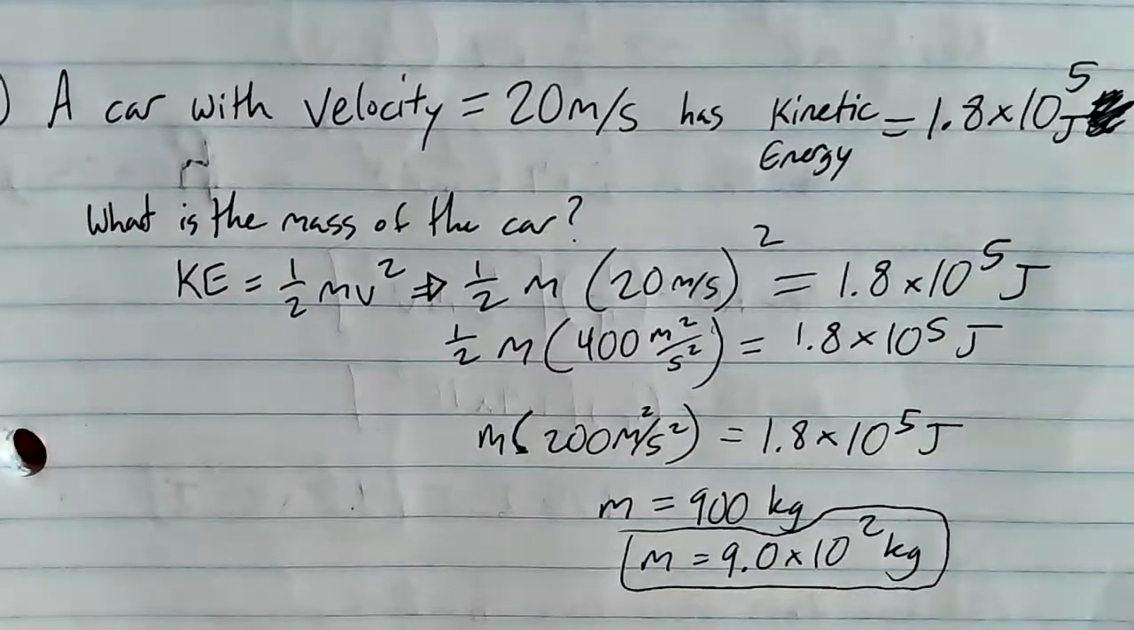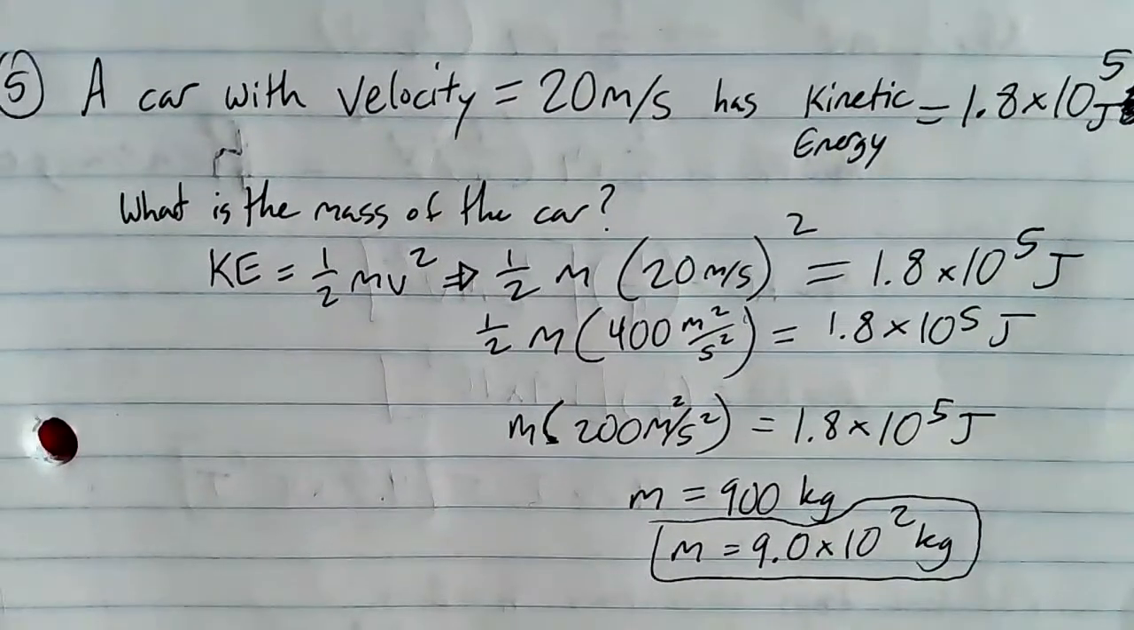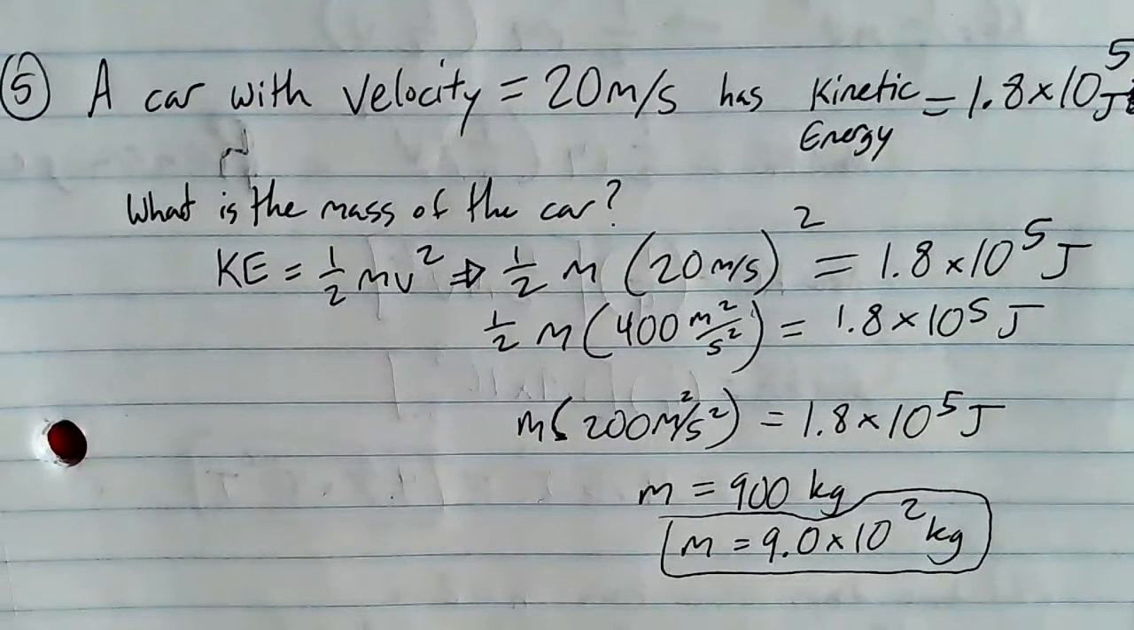Now, next question, we're dealing with a car. A car with a velocity of 20 meters per second has a kinetic energy equal to 1.8 times 10 to the 5th joules.